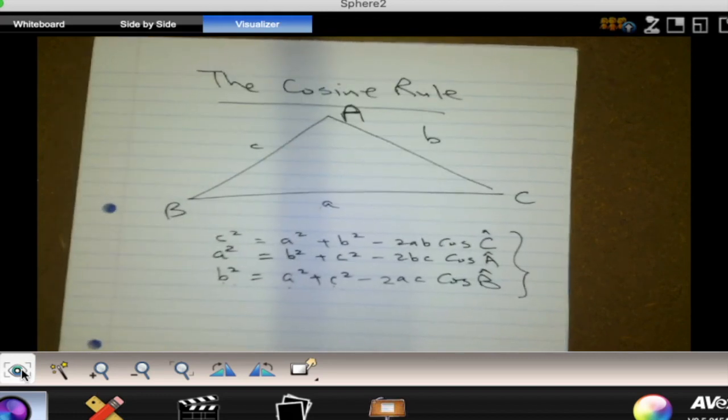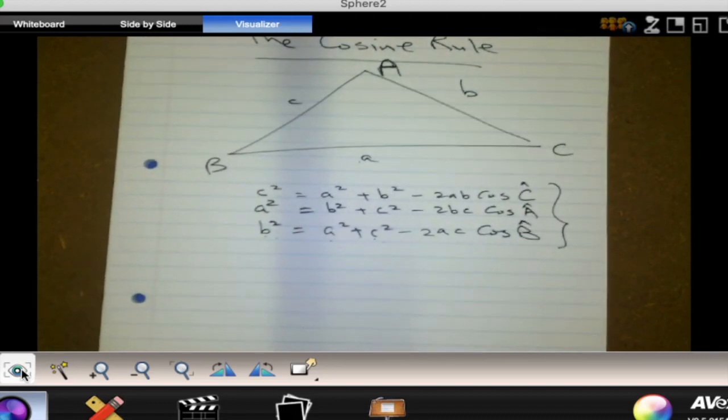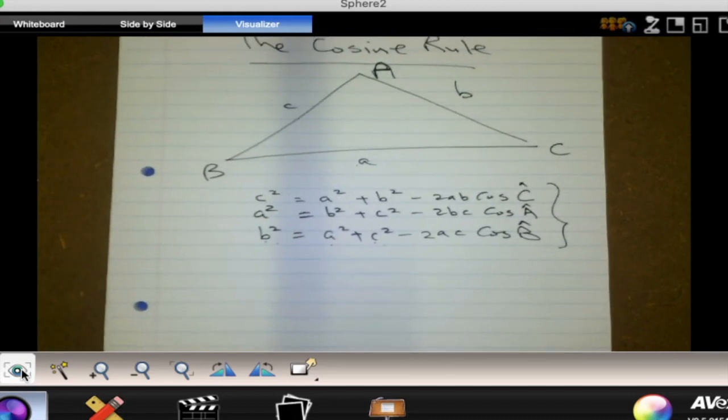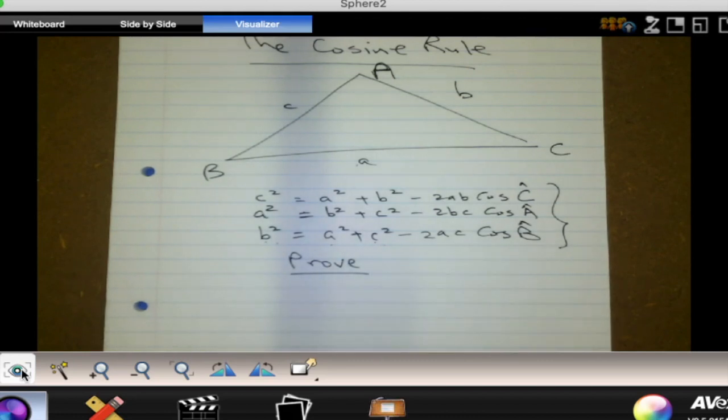Yeah, you'll be given the rule in the tests and the exams, so it will be given as a formula. Now let's try and prove it. Not because there is anything important about it, but let's just prove that and see what we can do.